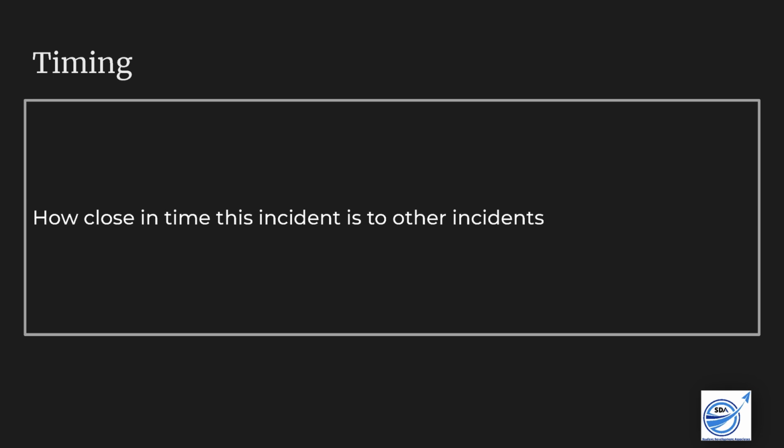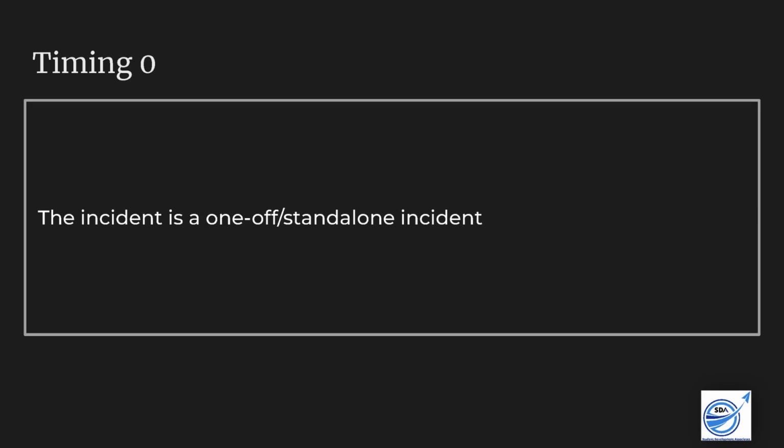Next, we have the timing domain. Timing is how close in time this incident is to other incidents. Oftentimes, conduct officers will refer to a pattern of behavior. That is what the timing domain is capturing. With timing 0, we have an incident that is a one-off or a standalone incident. The student might have had an educational conversation in the past. They might have even been in our office for something unrelated in the distant past. But this new incident is new. It is different behavior that we are not accustomed to.